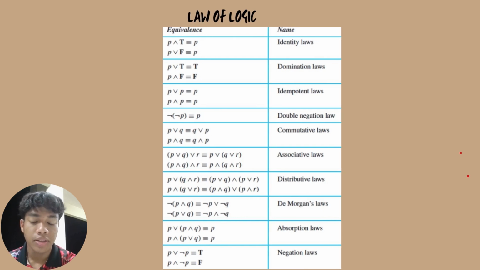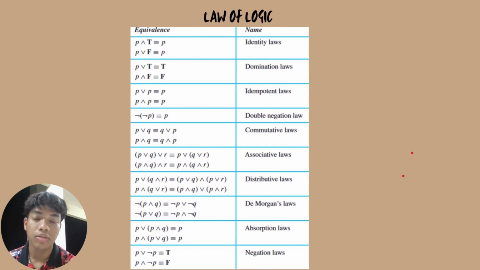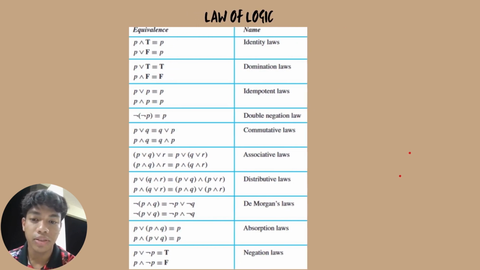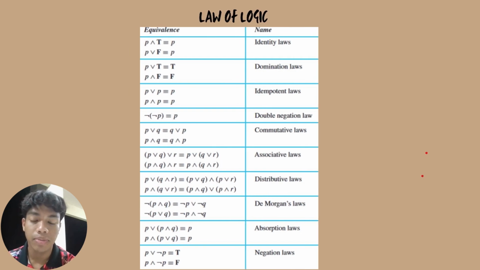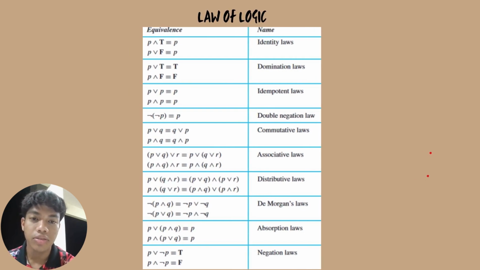So before this, we just looked at an example of how to do logical equivalence using the truth table. So right now we will use another method, that is by laws of logic. So here for example are the laws that we have in logical equivalence. We have identity law, associative, distributive, De Morgan's, and other laws.